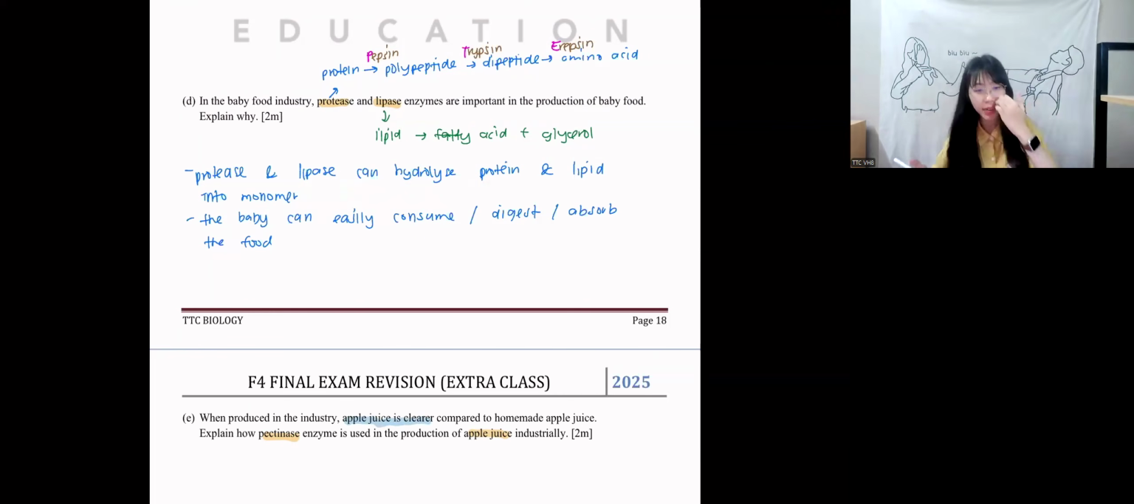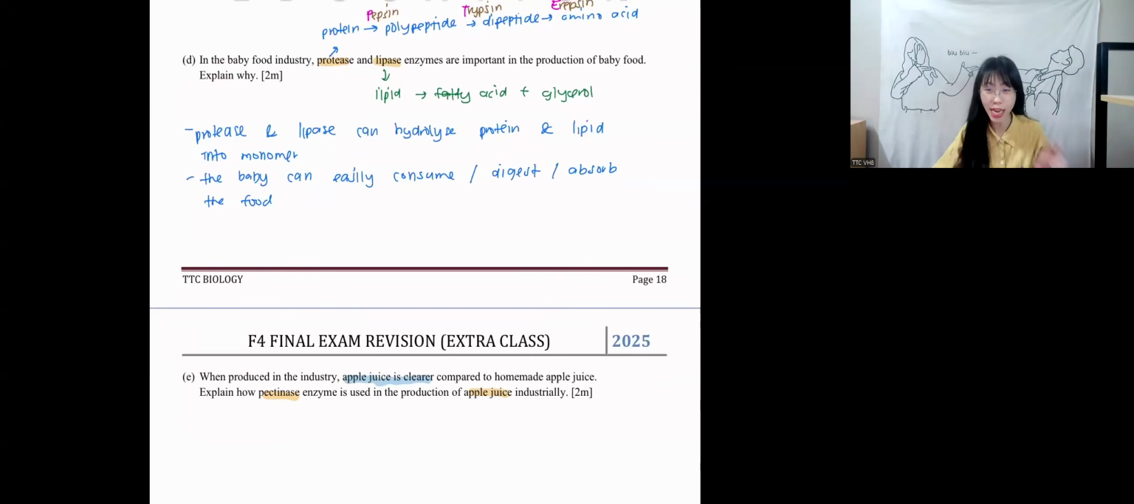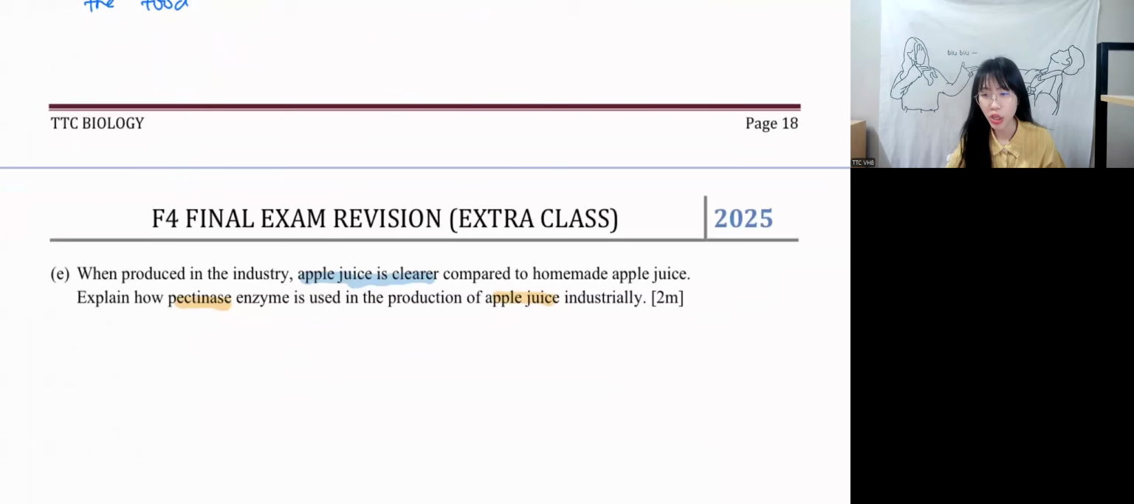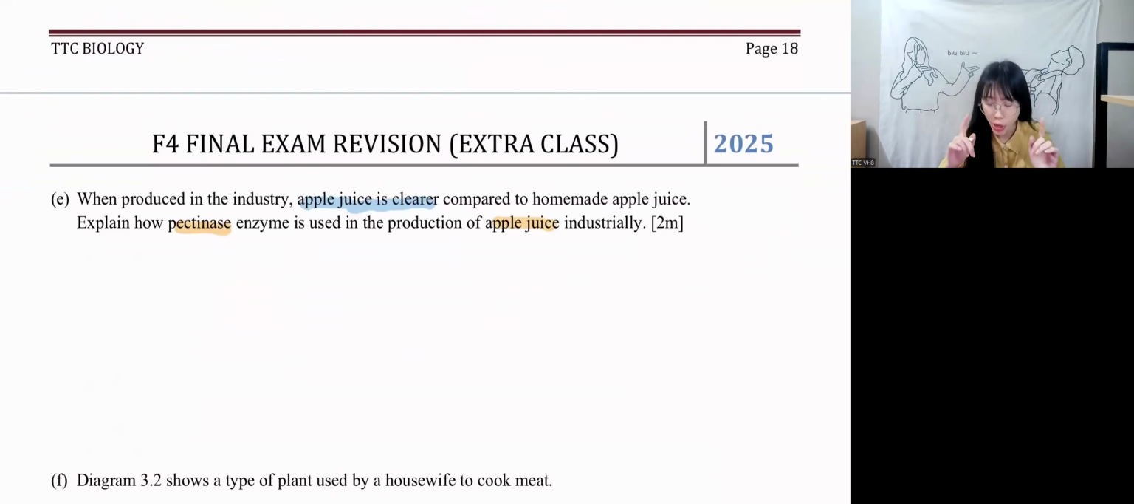What is another function of pectinase besides making it clear? It is to get more juice, very good. Increase in production of fruit juice. So there are two functions. Number one is to make apple juice clear. Second is to increase production. Remember, when you see the word pectinase, it has to be these two answers, the only two answers.